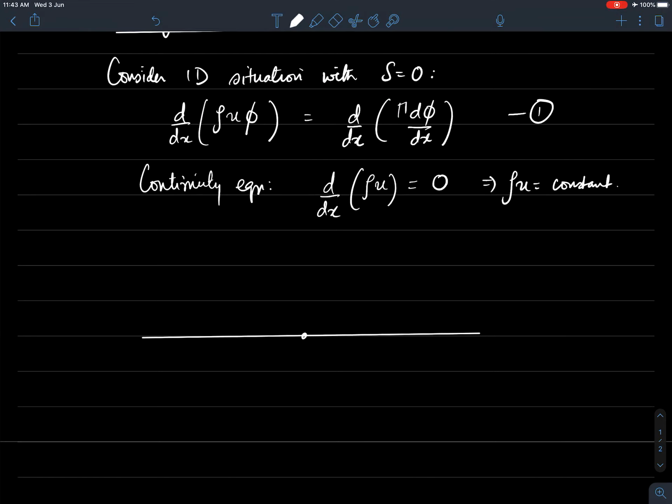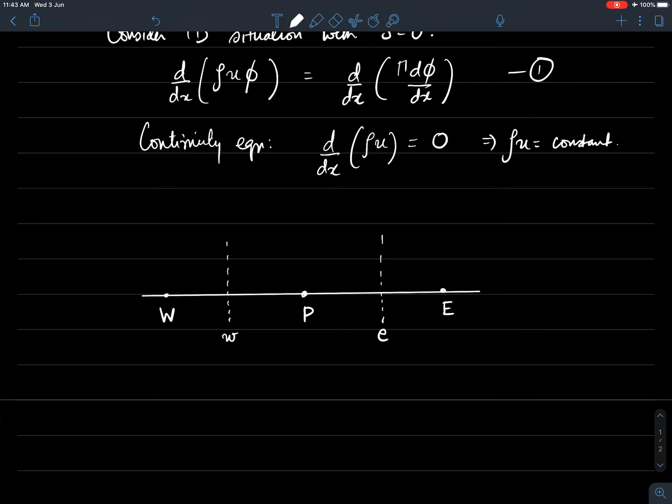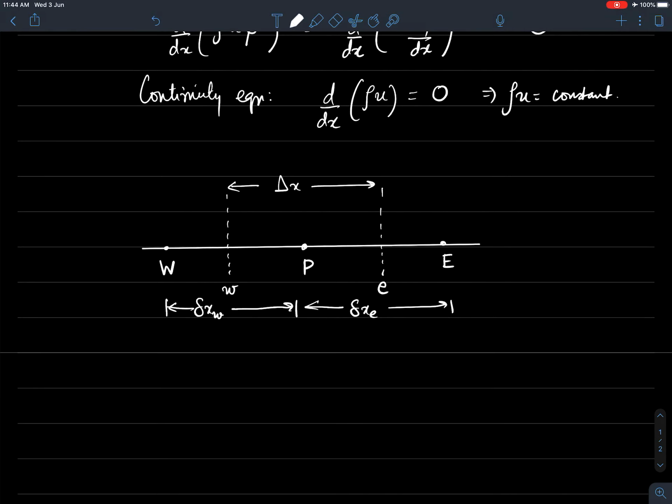So let's say we have a 1D domain, we have a grid point P, a grid point E, grid point W, and let's put the faces. So this is face W, we have face E. Let's say the size of the control volume is delta x, and we have distances given by delta x small w and delta x small e.